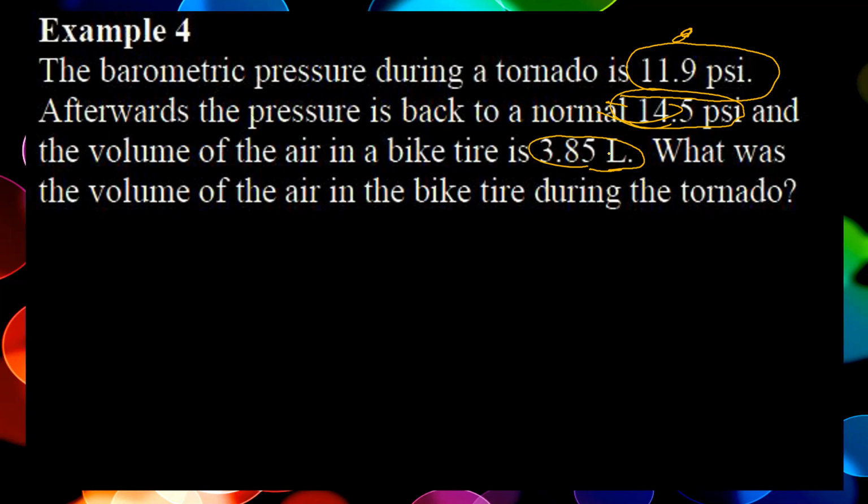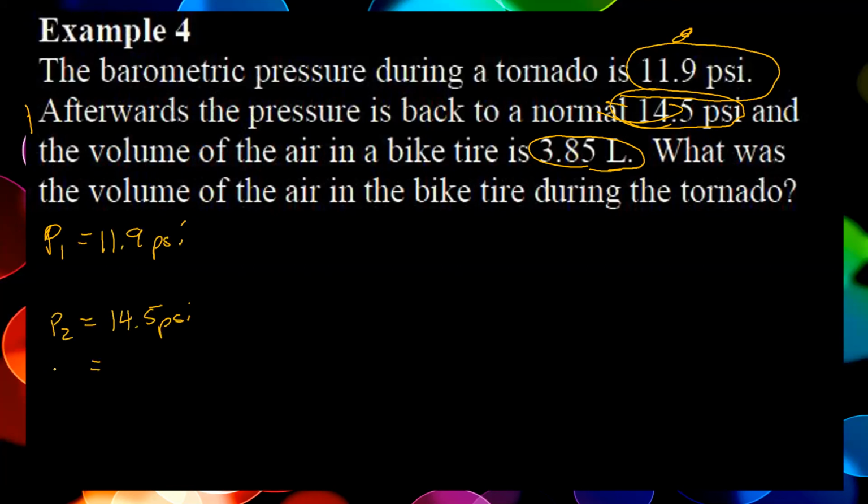That is a great question. So we have two pressures. Which one's pressure 1? Which one's pressure 2? The true answer is it doesn't matter. However, since I'm starting about talking about the tornado, let's call the tornado information pressure 1. So pressure 1, let's call that the 11.9 psi's. So what's my 14.5 going to be then? Pressure 2.